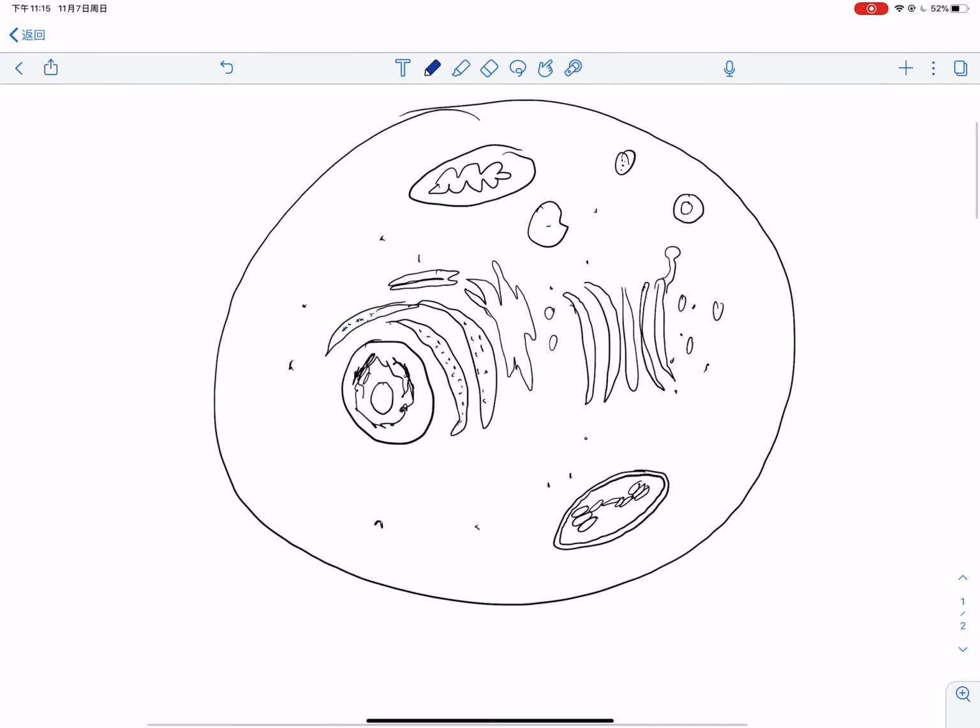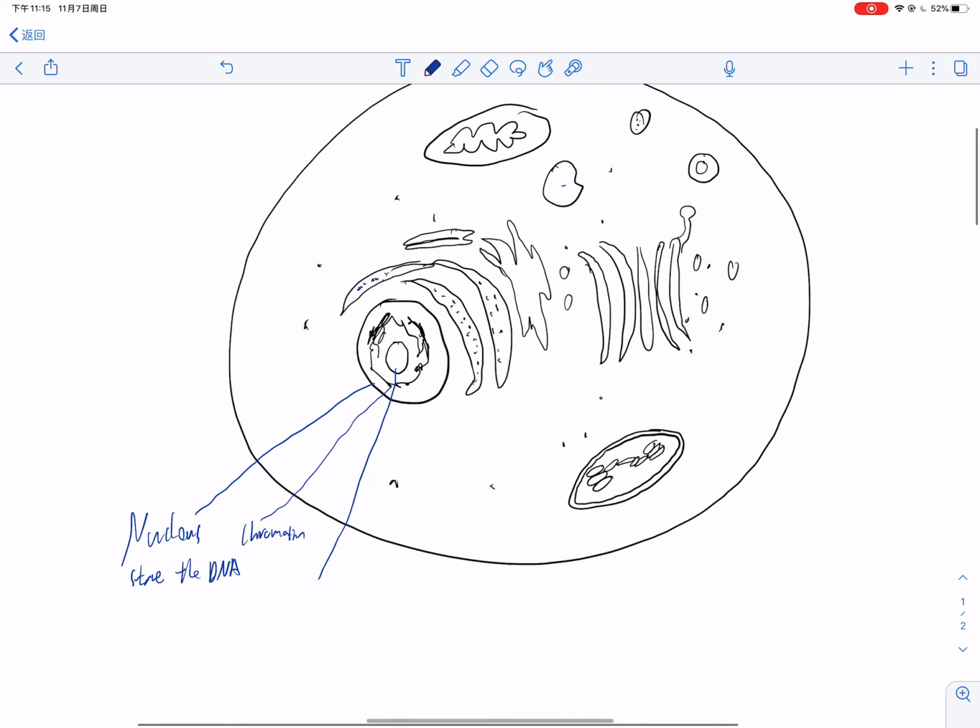Alright, so let's begin with talking about this thing here. The circle is known as the nucleus, and its function is to store the DNA of the cell. As you can see, it has chromatin. And then the thing in the middle is called the nucleolus. The function of the nucleolus is to synthesize ribosomal RNA, which is the rRNA.